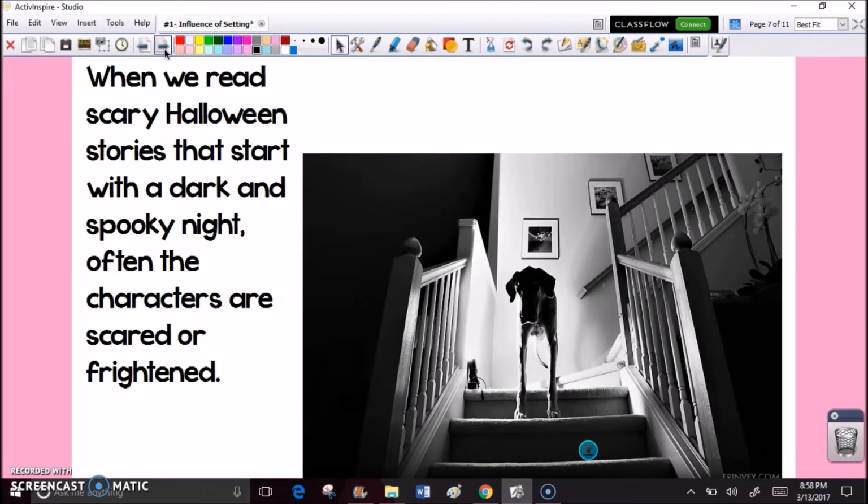Now, when we read scary Halloween stories that start with a dark and spooky night, often the characters are scared or frightened because of the setting that they're in. If you take those same characters and put them in a bright sunny day at a carnival, there's really no reason for them to be scared or frightened. Now, that can change based on plot events, but the setting in this particular instance is not adding to their fright.